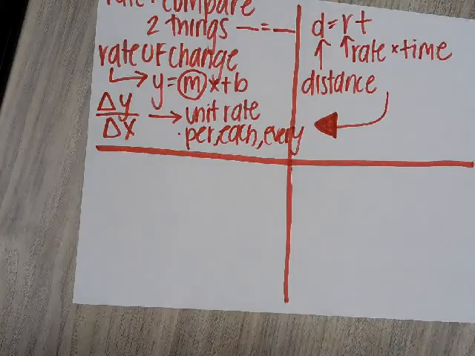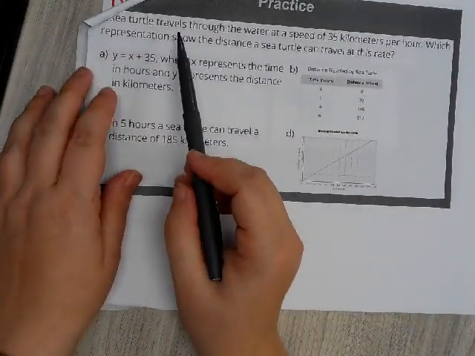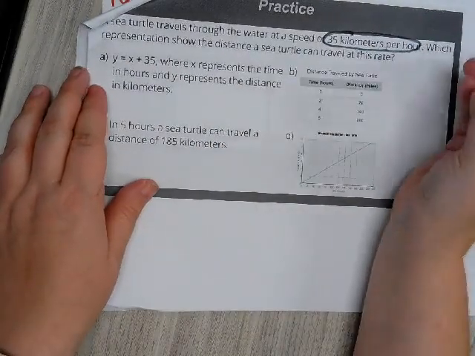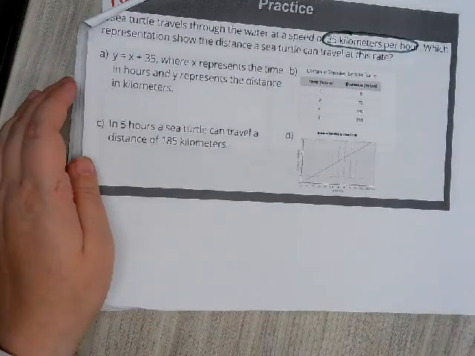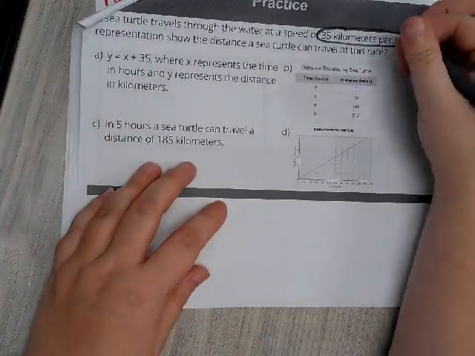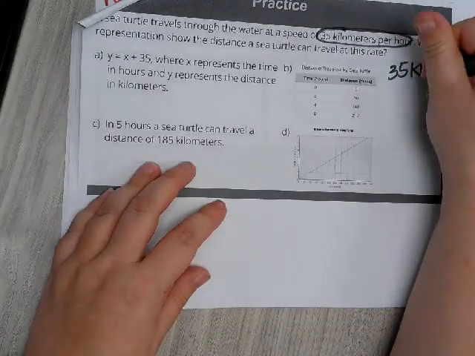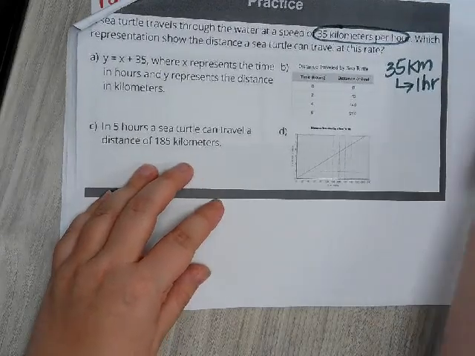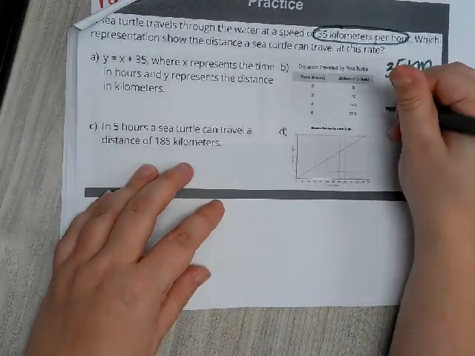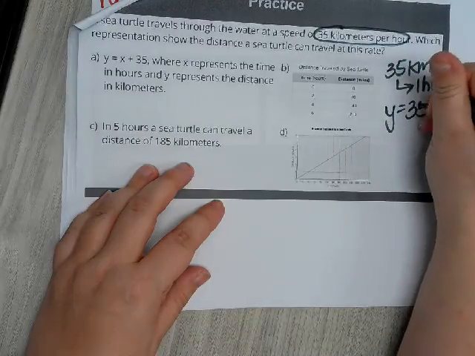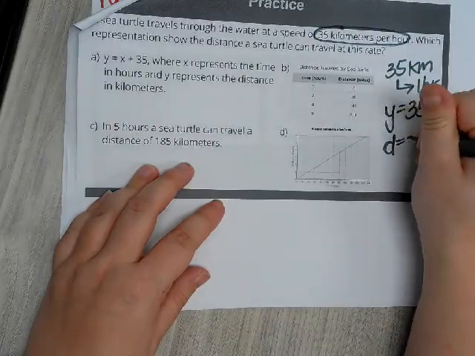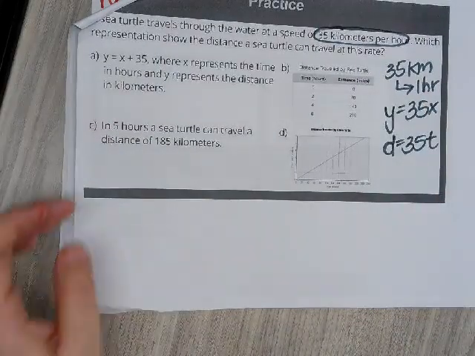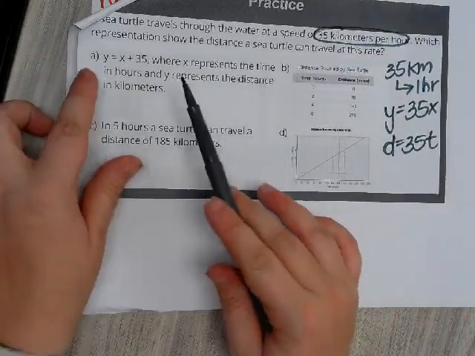A sea turtle travels through the water at a speed of 35 kilometers per hour. Which representation shows the distance a sea turtle can travel at this rate? So we know that it's 35 kilometers in 1 hour because it says per hour. We also know if we were given an equation, we should have y equals 35x or distance equals 35t. So let's look. We know that A cannot be my answer because look, they're adding here and multiplying here.